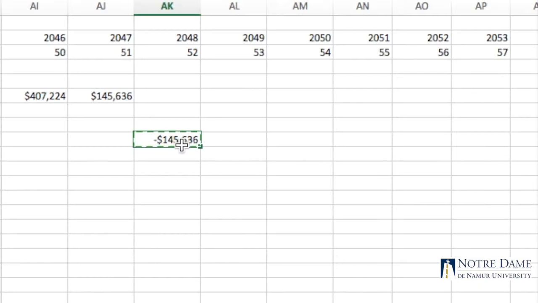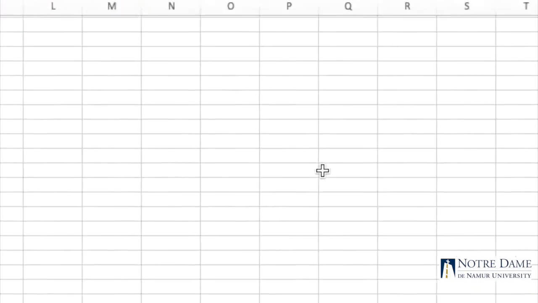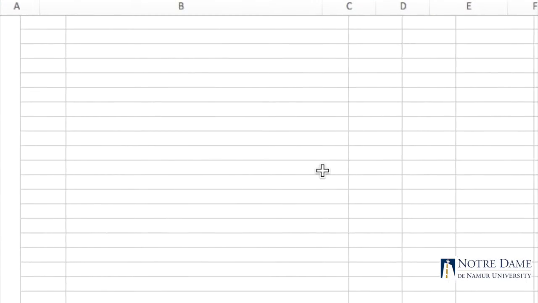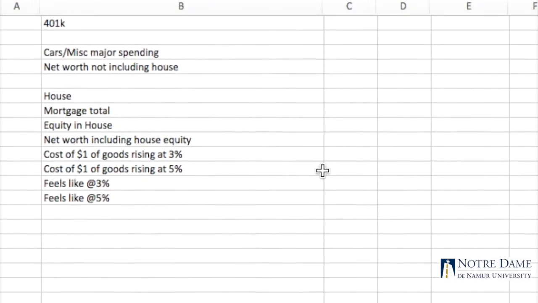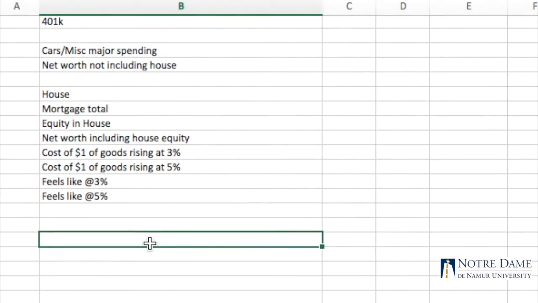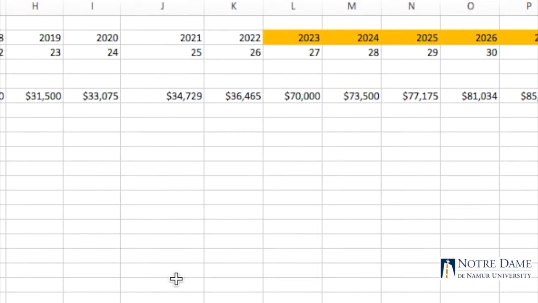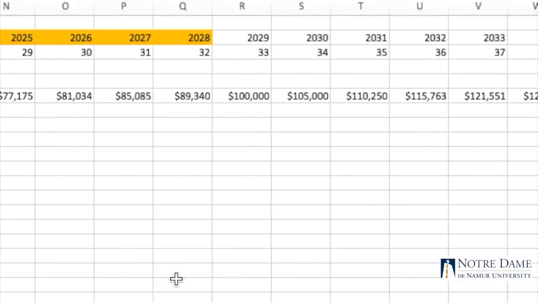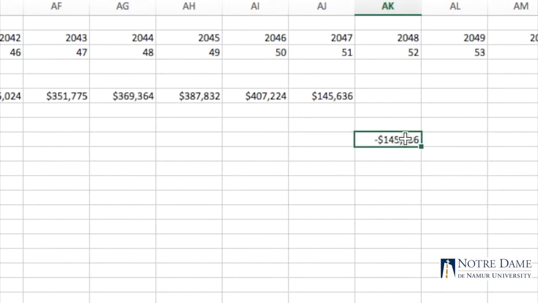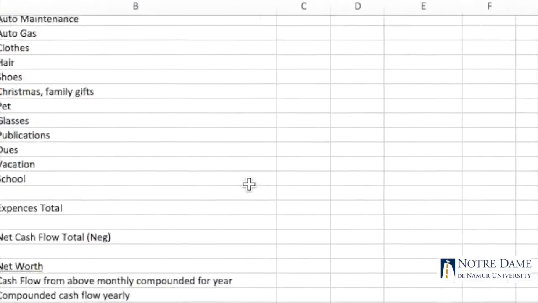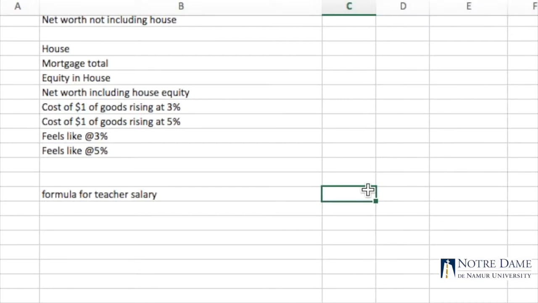Now, if we care about this formula and we want to make sure we have a record of it, we can just copy, and then we take it all the way to the bottom of the spreadsheet, where we have notes, and we just say formula for teacher salary, and we just paste it in there. Copy, and go back to the notes, and paste. So now I've got a record of how I come up with that number.